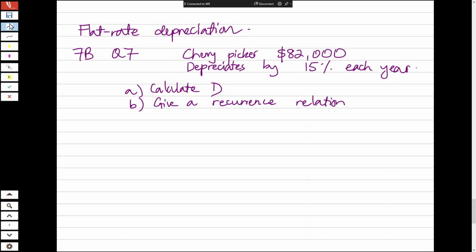So let's get rolling. We're going to use a recurrence relation to model flat rate depreciation. So you found D? All right, what do you think D is?